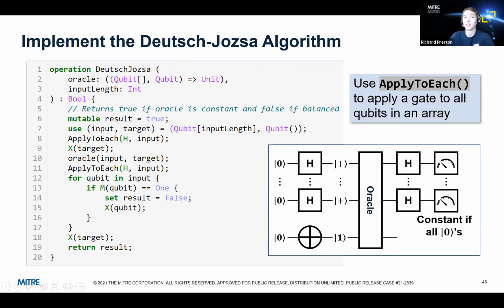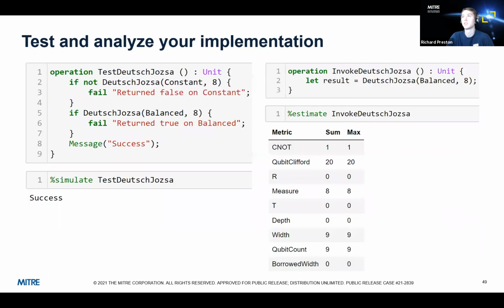So the one thing before you guys go is I just wanted to show you how to test and analyze your implementation. Here I'm setting up an operation which calls that Deutsch-Jozsa operation that we just made, and we are passing that constant operation we defined as a parameter. And 8, remember, is just the number of input qubits, so you could do any number really. If it's too many, then your simulation will run out of RAM.